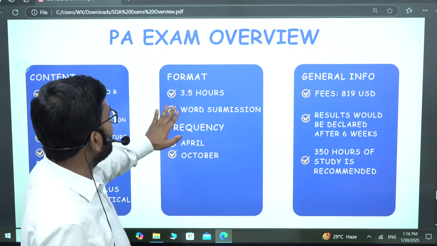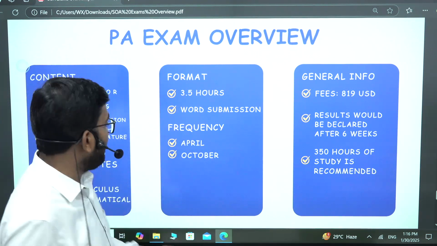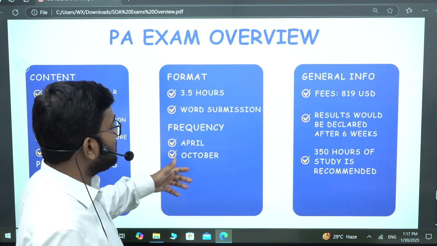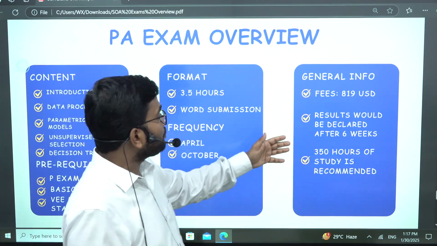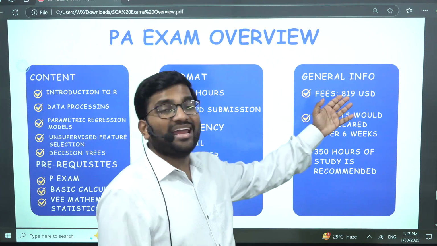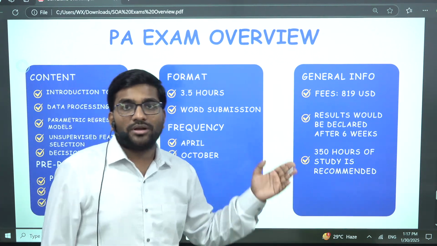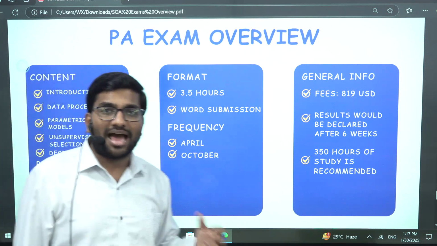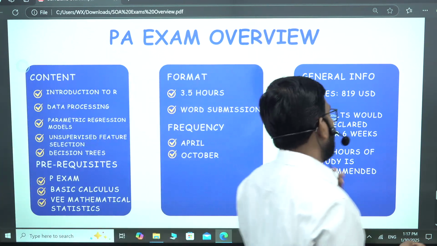The exam format is a 3.5 hour exam, Word submission, but definitely you will be working on R programming. Frequency is again 2 times. Results come approximately 6 weeks after your exam date, and the fee is roughly $800 US. So you see the fees which I was talking about, roughly 70,000 INR. 350 hours of study is recommended.